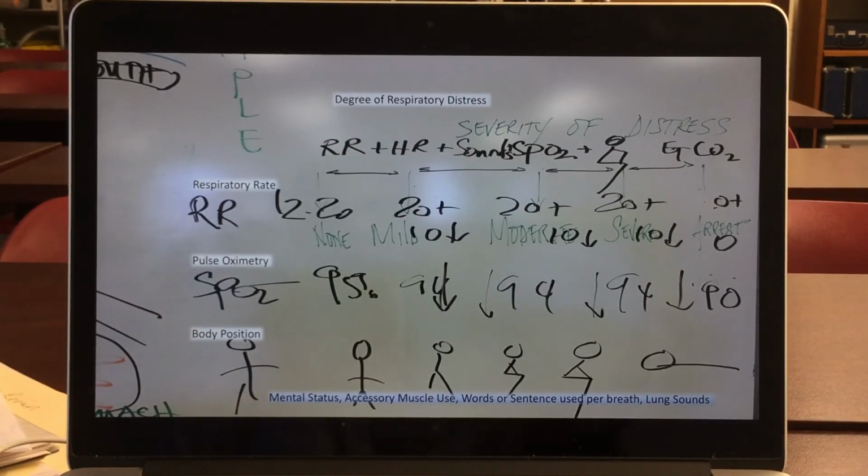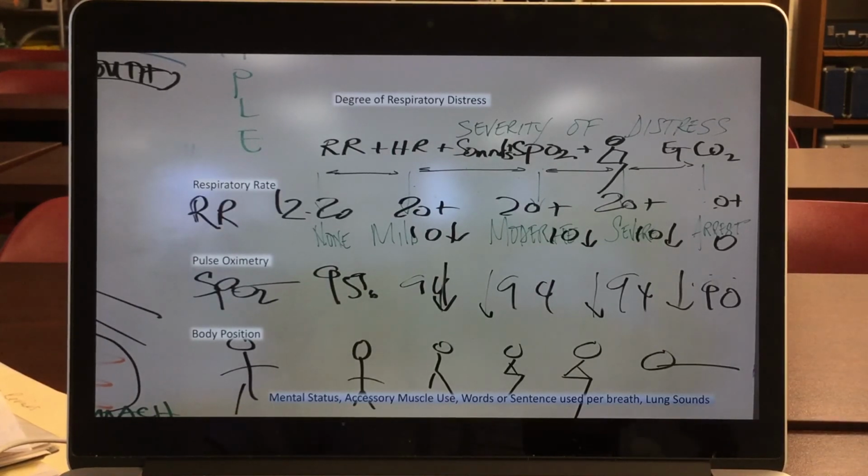So again, this takes some time. I would need you to write this out so that you can see what you would be looking for when we start to examine and interview our patients. You want to be able to determine that the person has some degree of distress, so that you don't ask them certain questions like, are you having trouble breathing?